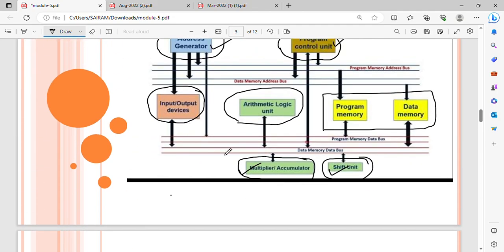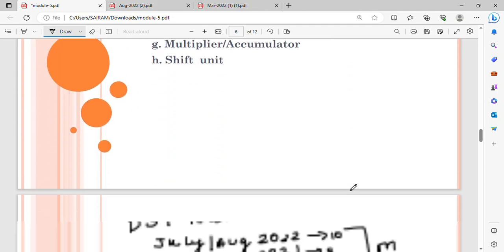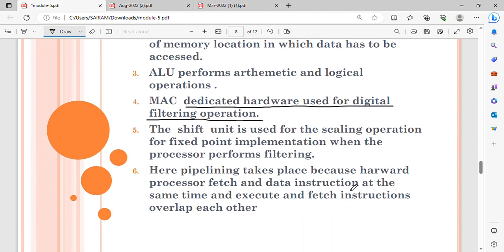See here, this is my shift unit. So what is my shift unit going to do? It is used for scaling operation for the fixed point implementation when the processor performs filtering. When the filtering is taking place, it is used for the scaling operation for fixed point implementation during that time. So what is the scaling operation for fixed point, in the sense?